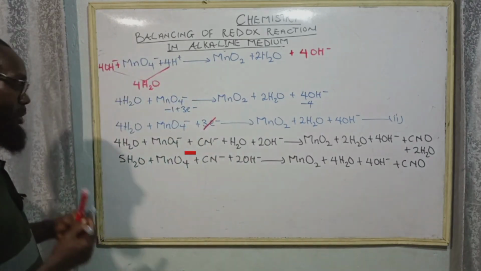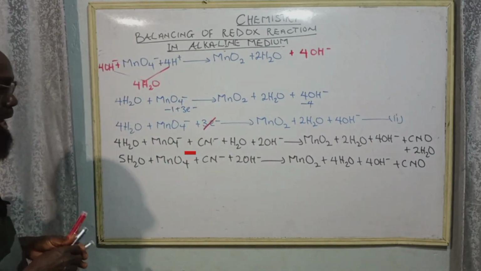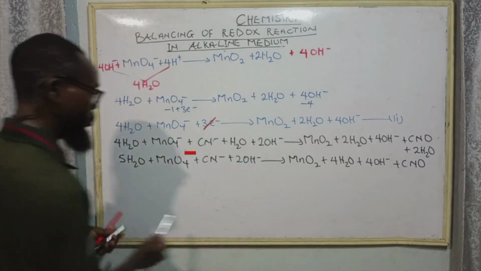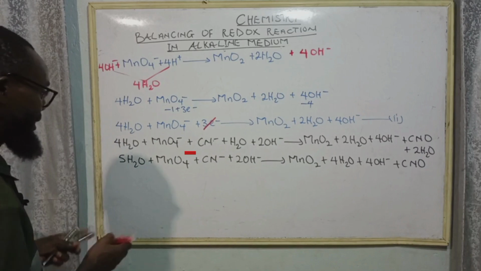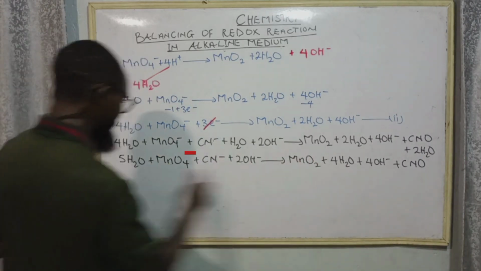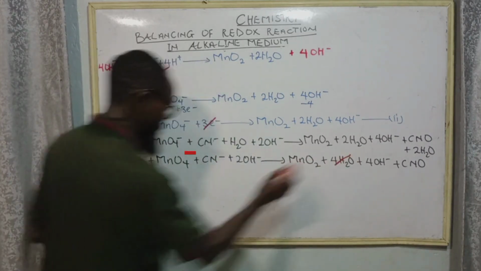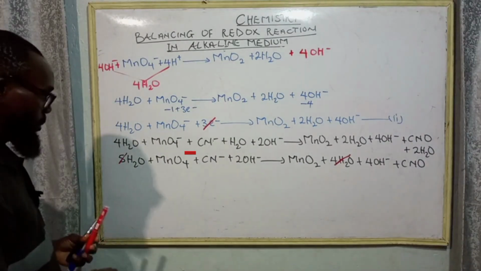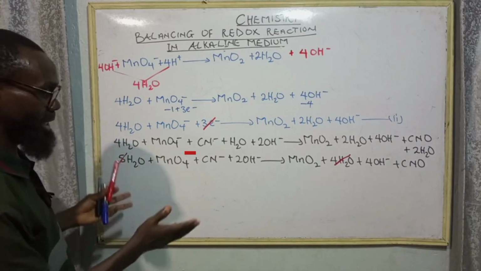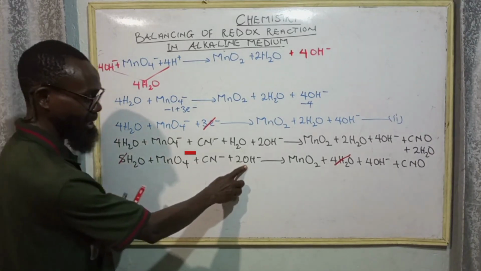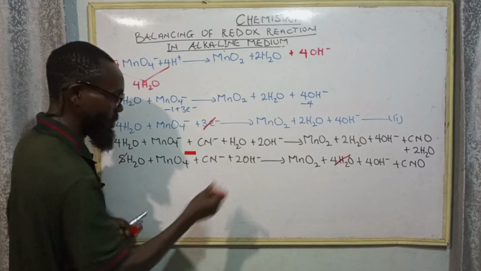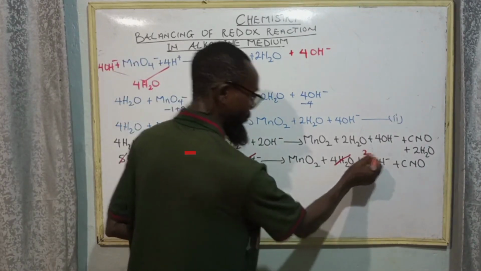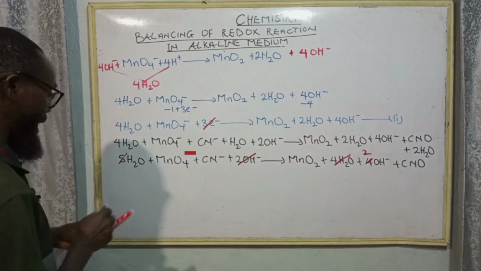Now, there are some spectators here. Where are they? 5H2O, 4H2O. So in this case, if I take away 4 from 5, this one will go, this one will go, and one will remain. So there's no more spectators here. Okay, I have 2 OH minus here, 4 OH minus here. So the 2 here goes, then 2 remains here.